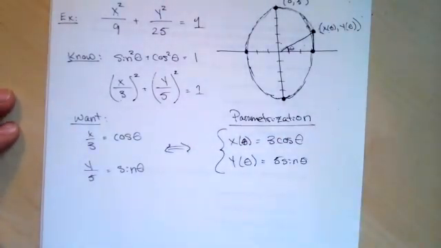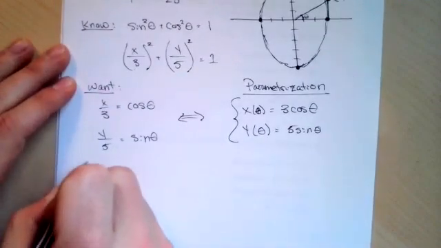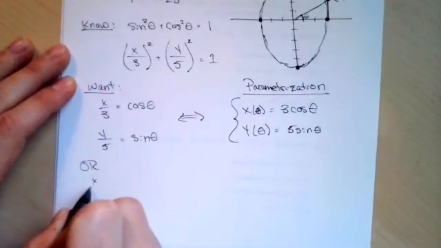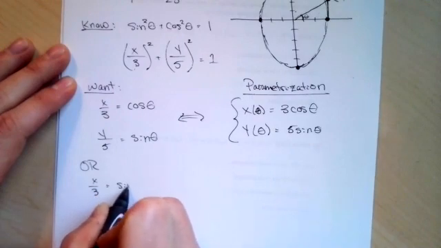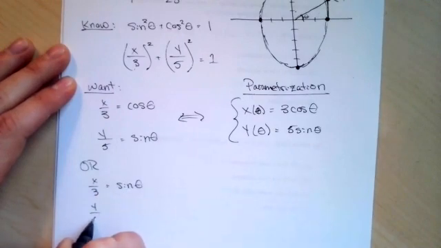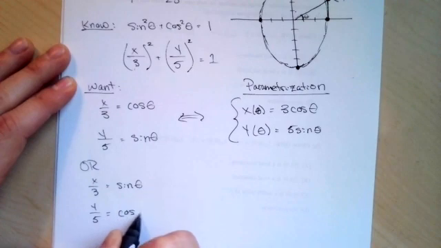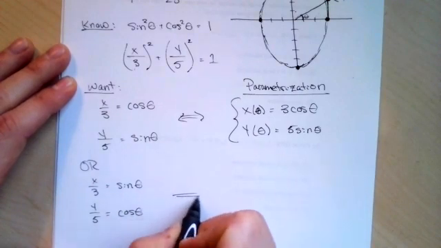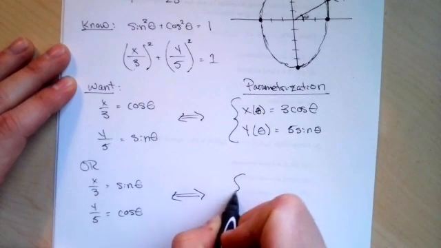And so this is our parametrization. Of course, it's one parametrization. If you would have said x over 3 equals sine theta, y over 5 is cosine theta, you would get something similar.